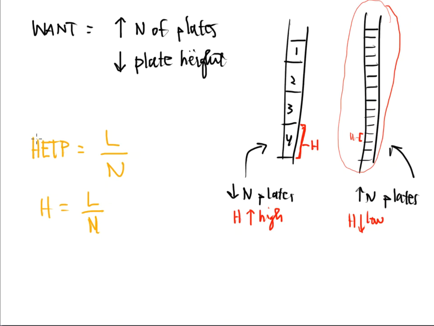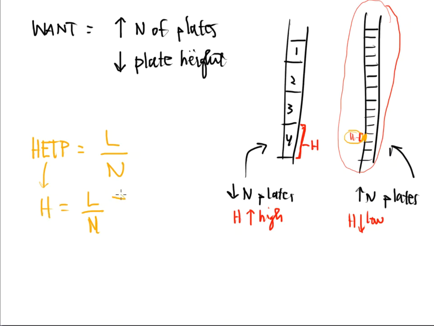HETP stands for height equivalent to a theoretical plate. Height equivalent to a theoretical plate. If I come over to the diagram, here's my H. That is the height equivalent of the plate right there. There's the H. That's what gets used in this equation. Because some people don't want to write HETP every single time, they just convert that over to an H, and it means the same thing. Height equivalent to a theoretical plate.